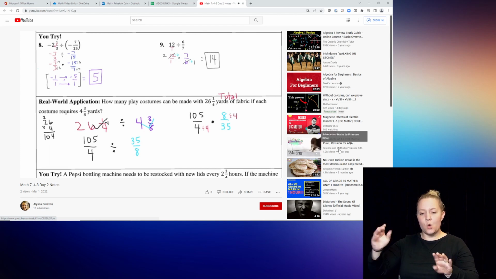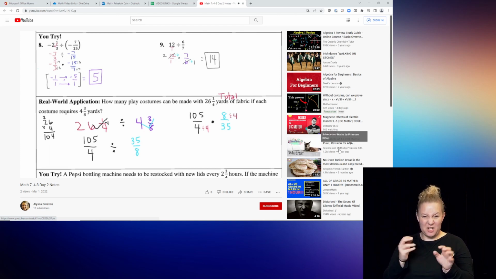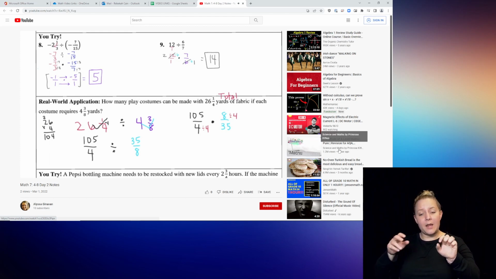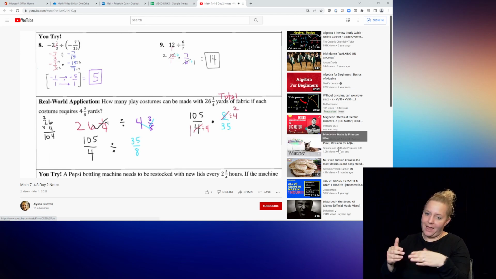And then if you don't even want to mess with the 105 and the 35, you can go ahead and just multiply straight across and simplify later. Or you can divide it out now. So this one ends up being 1. This one over here ends up being 2.